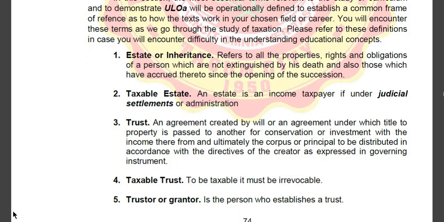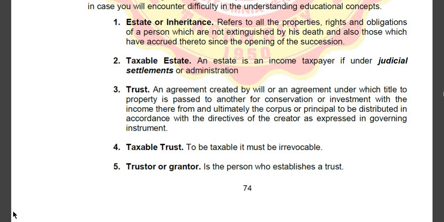So what is estate? An estate refers to all the properties, rights, and obligations of a person which are not extinguished by his death, and also those which have accrued thereto since the opening of the succession. So, an estate is basically the assets and the liabilities of a person that remain, or that are not extinguished by reason of his death. And of course, those properties may be earning income. And if it earns income, then it has to pay income tax.